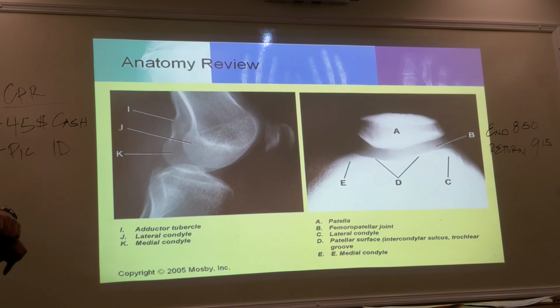So the patellar surface is part of the femur, right? Yes. The patellar surface is part of the femur. And then you have your two condyles. E is medial, C is your lateral.